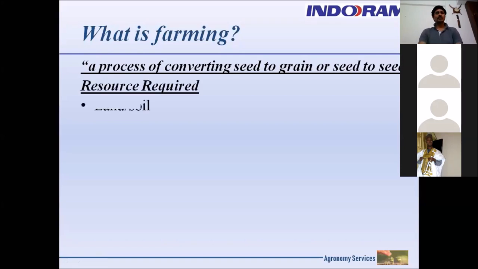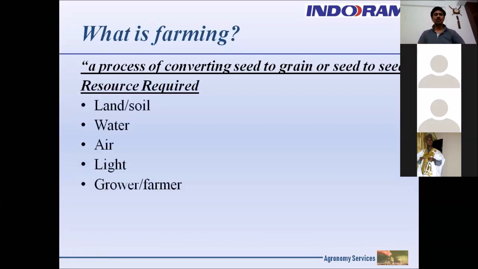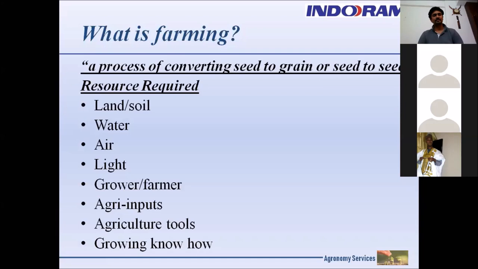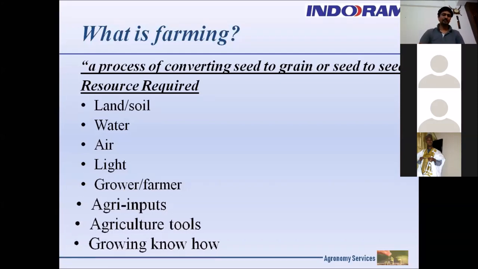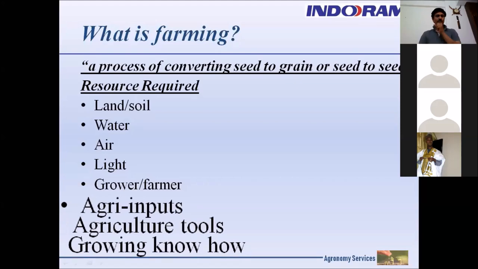And what are those requirements? What are the resources required for doing farming? Land, soil, water, air, light. And then obviously a person who is managing all these things, the grower or farmer, then agri inputs, agri tools like plowing and harvesting tools, and then growing know-how. Now, the most important thing: where is your role? Your role comes in agri inputs, agriculture tools, and growing know-how.